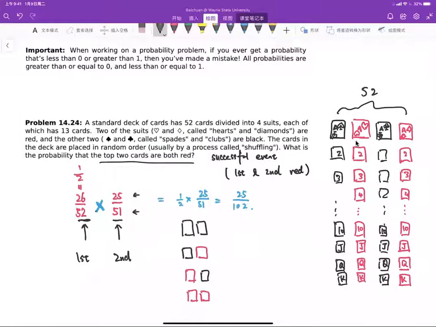For 2 blacks, how many possible outcomes? There are 26 times 25 outcomes, right? For the first black card, you have 26 choices. For the second black card, you have 25 choices. Then for the second situation, there are 26 times 26 outcomes, because for the black card you have 26 choices, and for the red card you have another 26 choices. For the third situation, again 26 times 26 different outcomes. Then for the last situation, there are 26 times 25 possible outcomes.